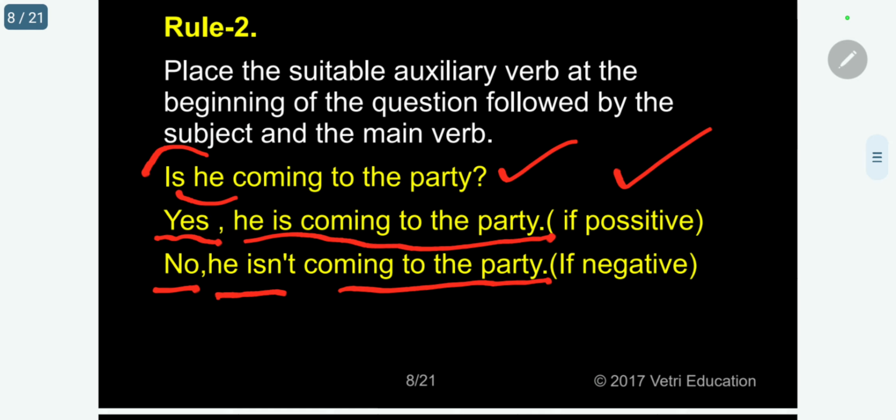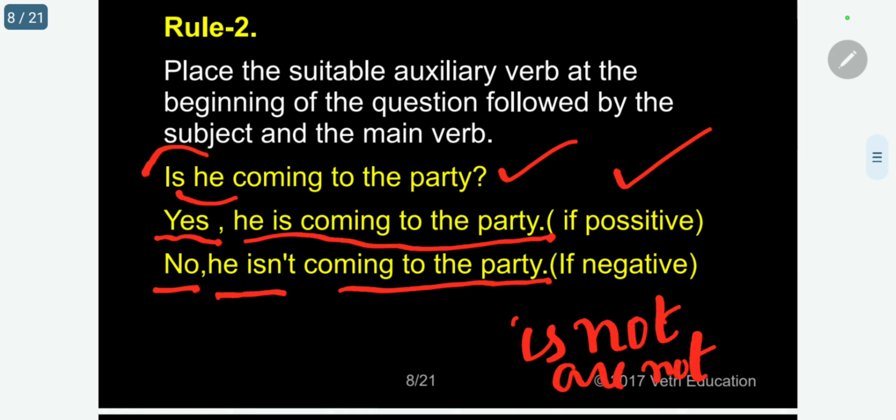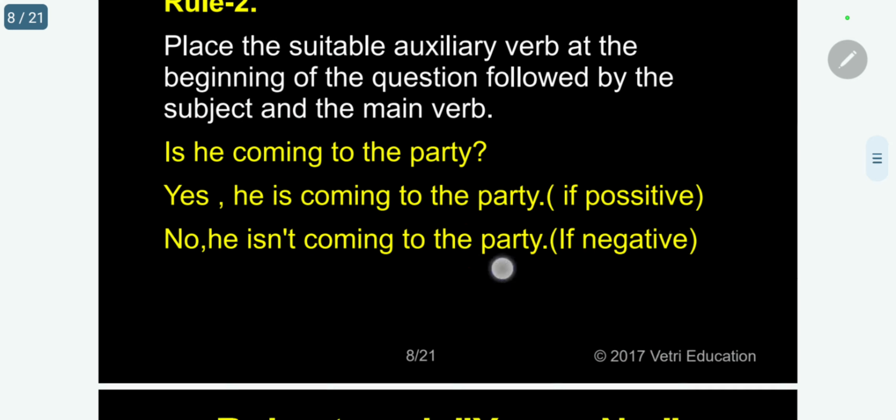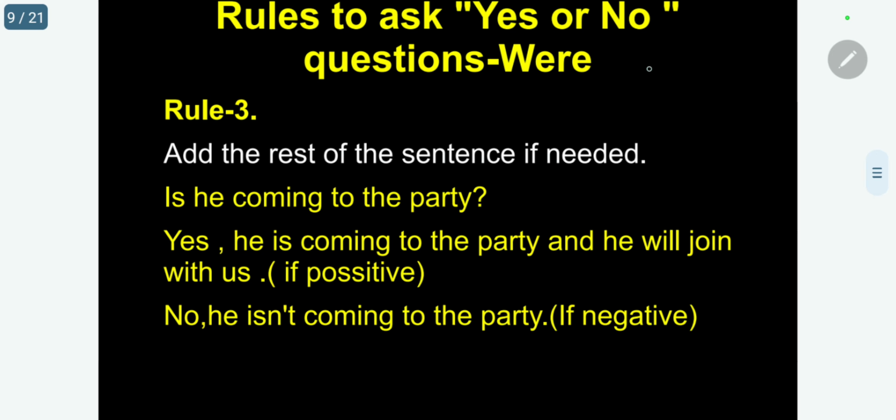Normally, in English pronunciation and vocabulary, we will not use "is not" or "am not" in full. We use isn't or aren't like that only. The exception is "am". "Am not" only we have to use. "Amn't" we should not use. This is an exceptional case. Please follow. Okay. Rule number 3.